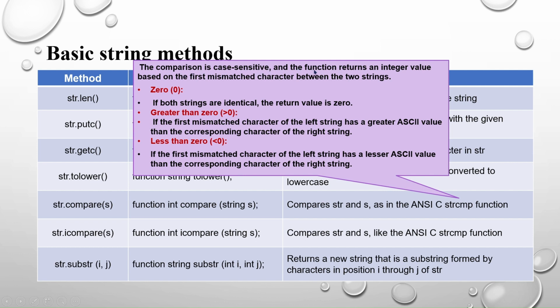The comparison is case sensitive and the function returns an integer value based on the first mismatched character between the two strings. I have told you already, it compares character by character. The first mismatched character decides what value it has to return. It will return 0 when both strings are identical. If both strings are equal, it will return 0. And if the string str is greater than this string, then it will return positive values, that means values greater than 0.